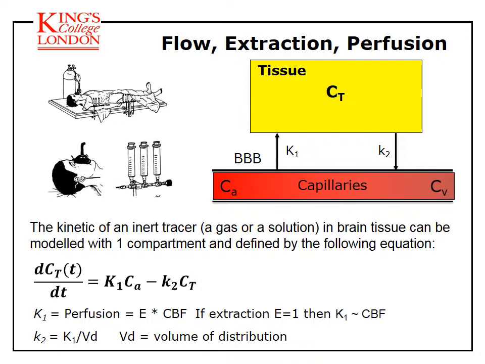They could then solve the equation, fitting the data to obtain K1. And because E was 1 and known, they could obtain the cerebral blood flow estimate. Note that this was only a global brain measurement. In any case, this method was widely used. For example, it led to the discovery of REM sleep.